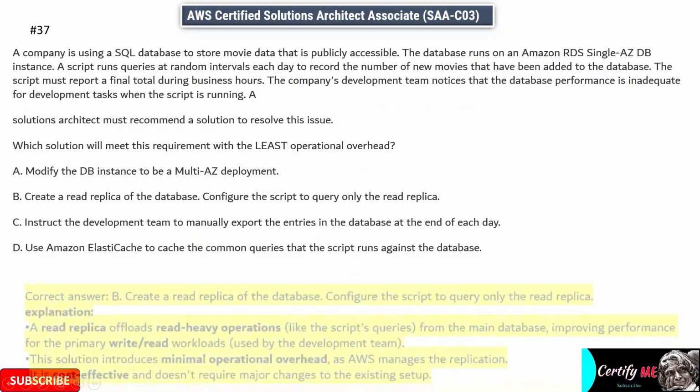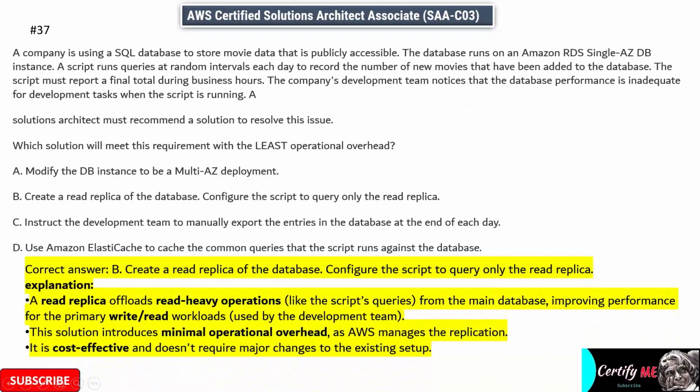The correct answer is option B. A read replica offloads read-heavy operations from the main database, improving performance for the primary write-read workloads. This solution introduces minimal operational overhead as AWS manages the replication. It is cost-effective and doesn't require major changes to the existing setup.